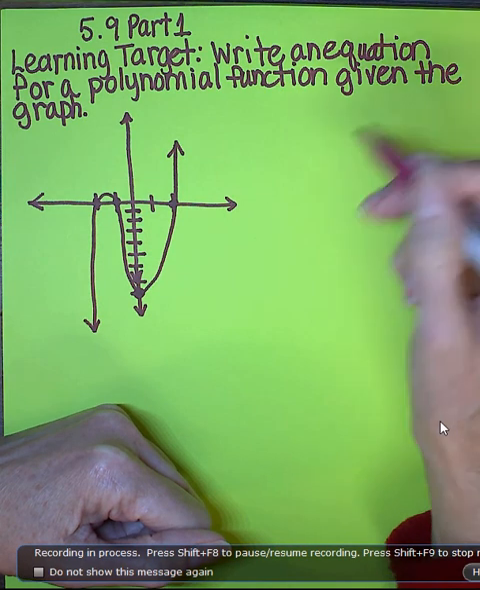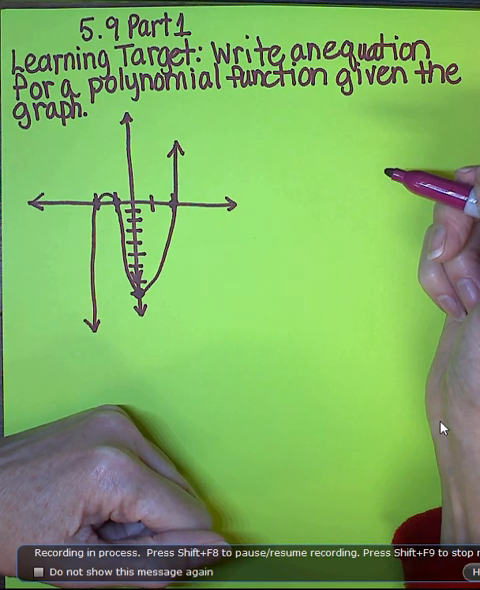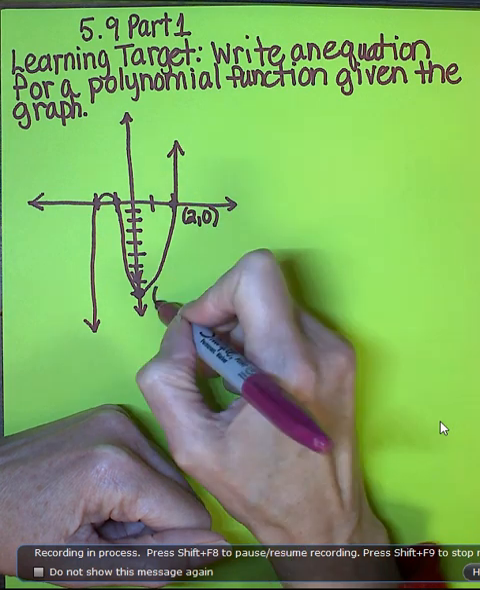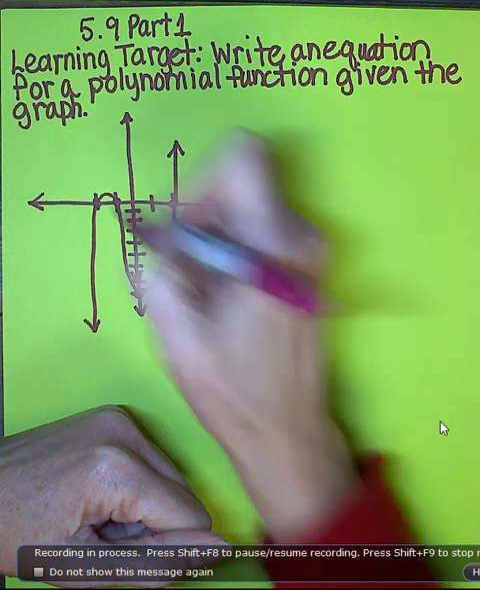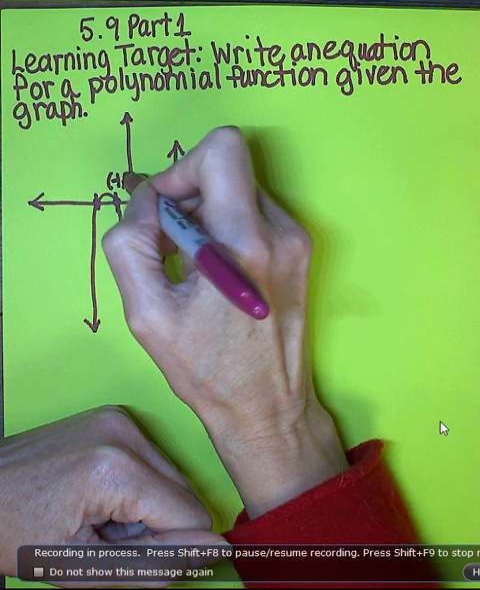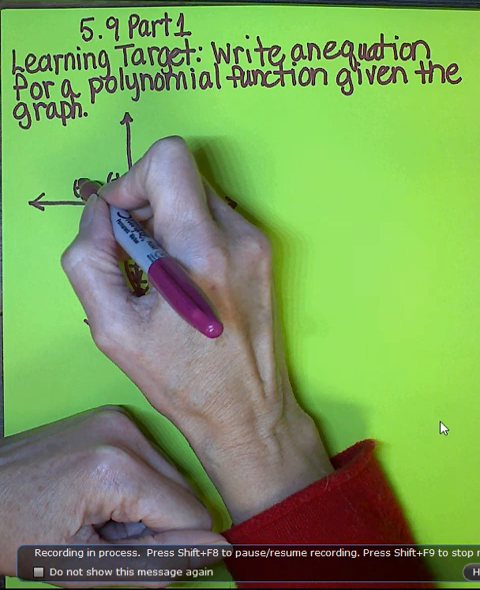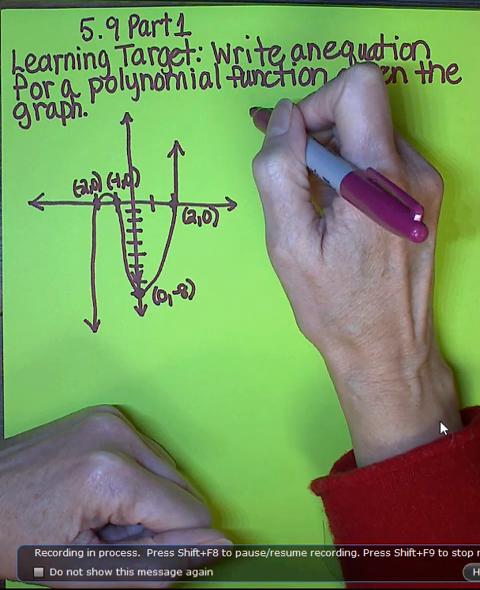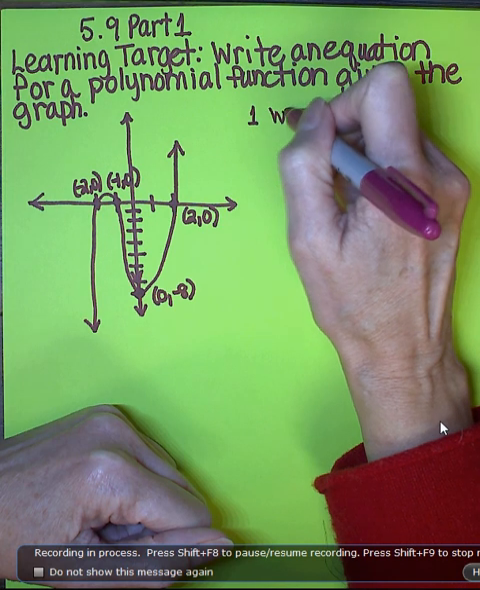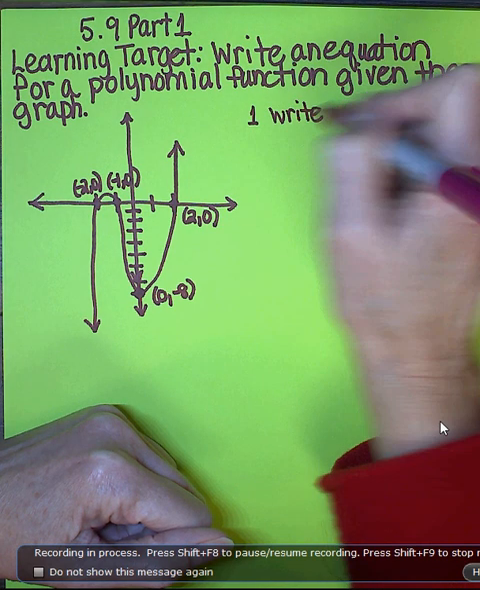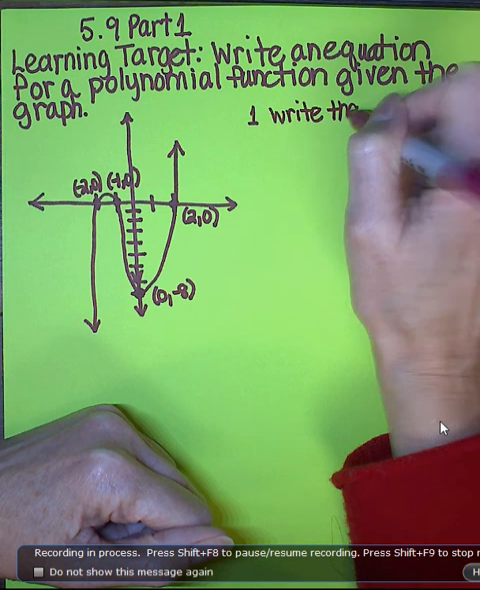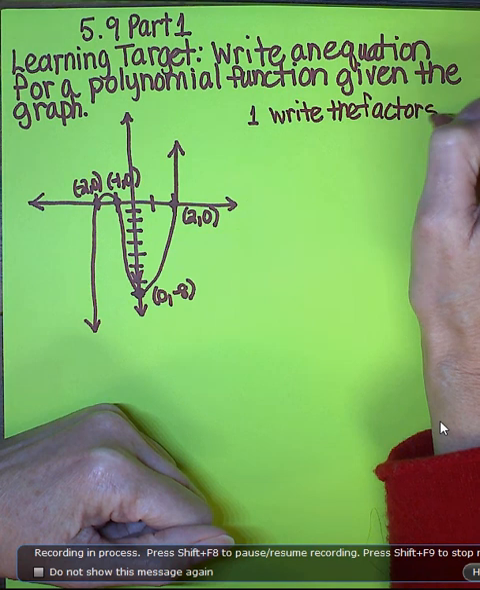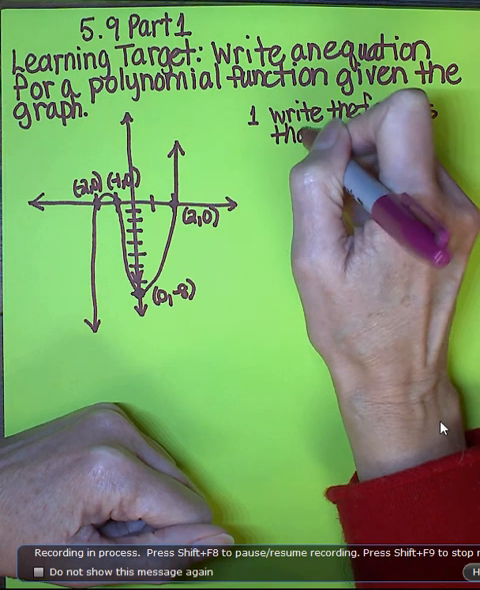Now when you do these problems, you'll already have the picture of the graph. Okay, so let's label these points. And you're going to try to write an equation for it. So the first thing you want to do is write the factors that go with each 0 on the graph.